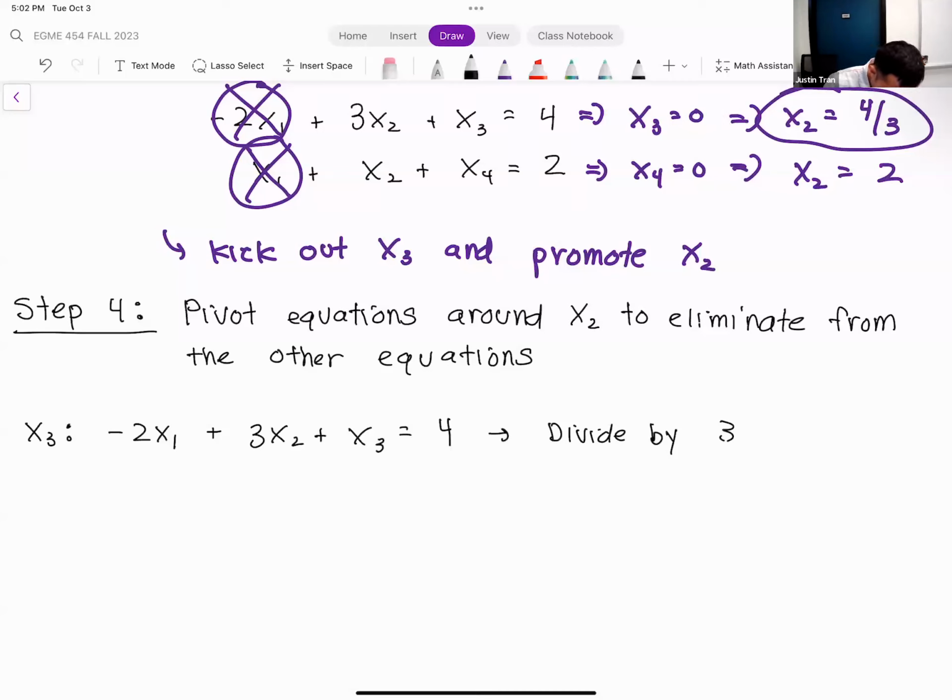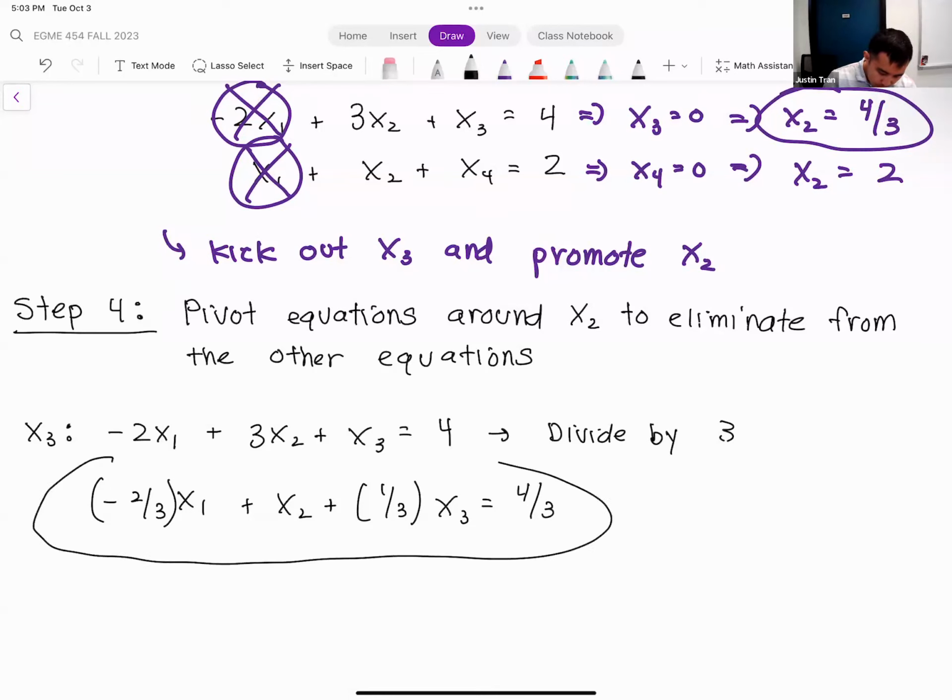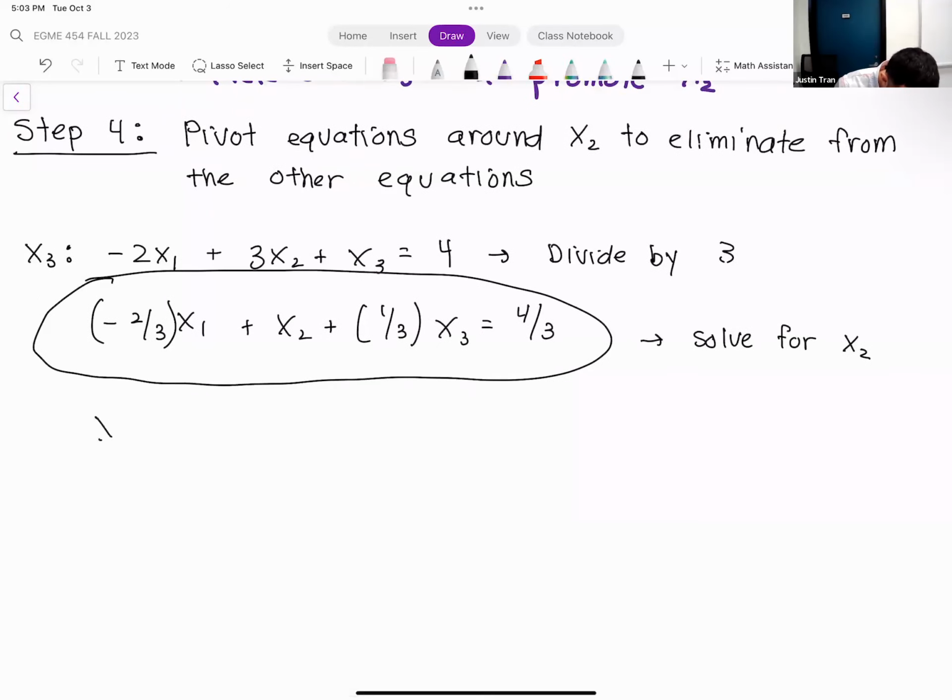Okay, so if we divide by 3, what we get from this is minus 2/3 x1 plus x2 plus 1/3 x3 equals 4/3. So this is the first equation in our new system. We're going to take this equation here and solve it for x2. So if we solve it for x2, we get x2 is equal to 4/3 plus 2/3 x1 minus 1/3 x3.